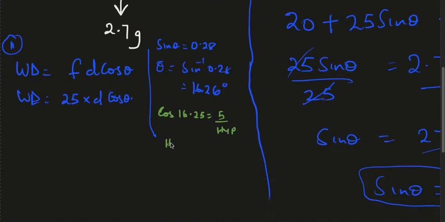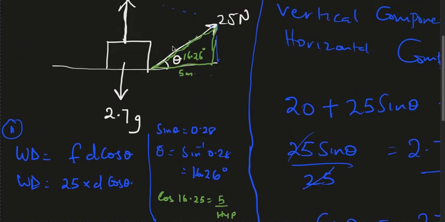So the hypotenuse that we need will be 5 divided by cos of 16.26. Checking, it is 0.96, so 5 divided by 0.96, we get the hypotenuse as 5.21. So this distance here is 5.21.